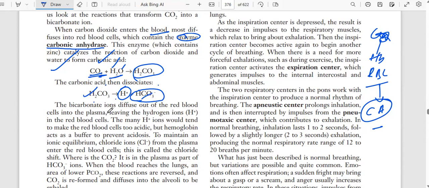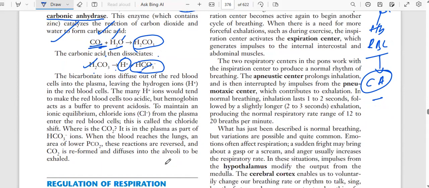The bicarbonate ion diffuses out of the red blood cells into the plasma, leaving the hydrogen ions in the red blood cell. So hydrogen ions remain in the red blood cells or in the blood. Too many H plus ions will tend to make the red blood cell too acidic. If a large amount of hydrogen ions are there, the blood becomes acidic. So here you have to understand. Next, we are coming to study acid base, but here one introduction is given. Okay, you have to remember that.